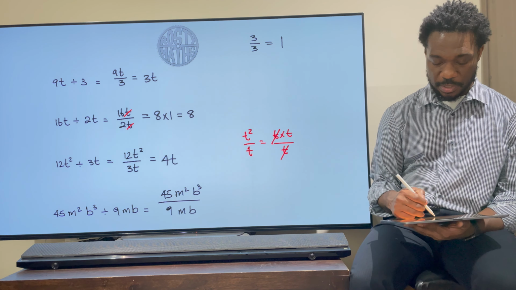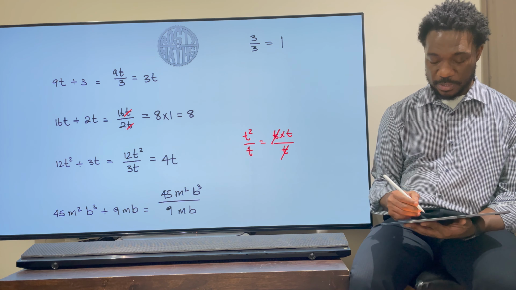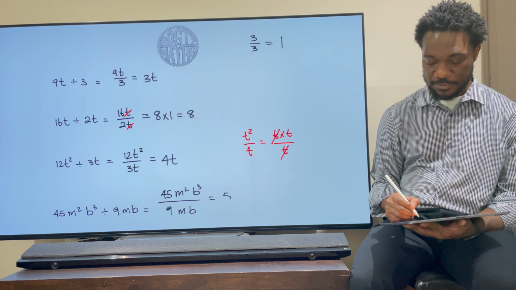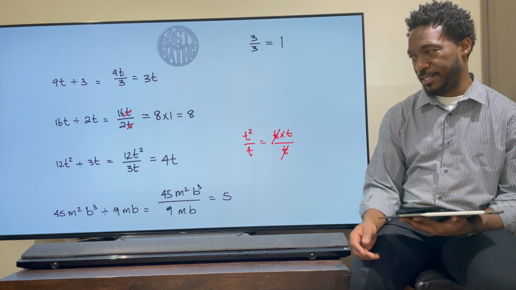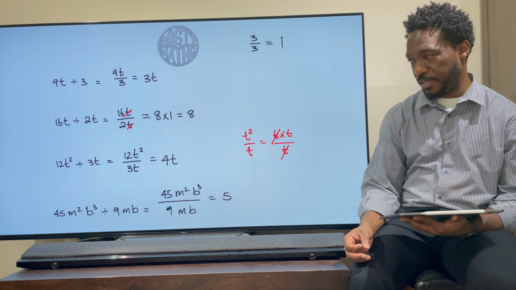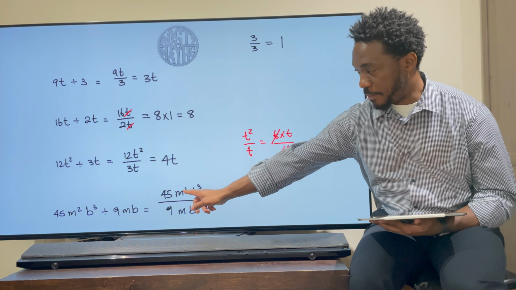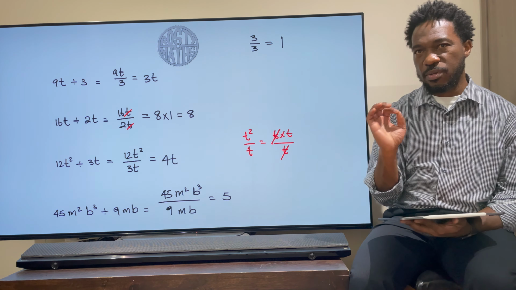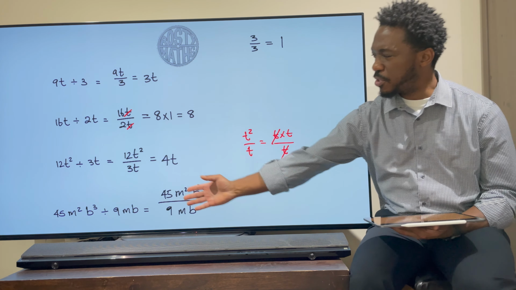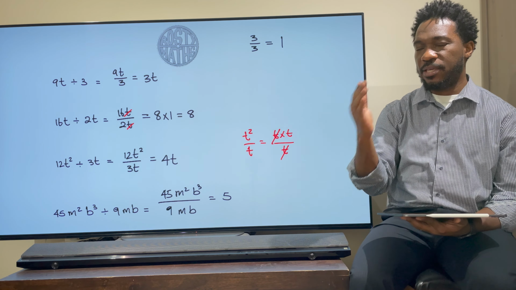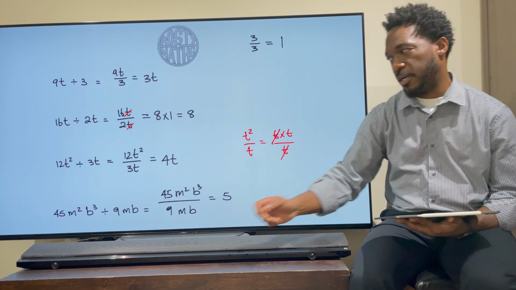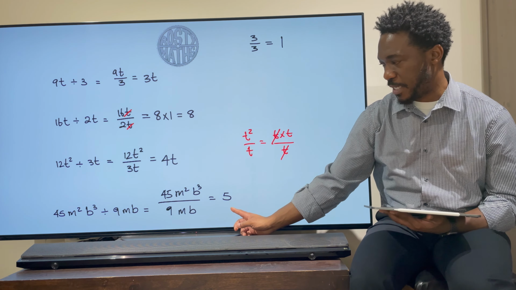So do the numbers first. 45 divided by 9 is 5. Make sure you know your times tables because those numbers will go together, because 9 times 5 is 45. And again, m squared divided by m. Now, do you notice, even though the question looks really long and complicated, it really isn't. Take your time. Do one bit at a time. Do the numbers first. That's 5.